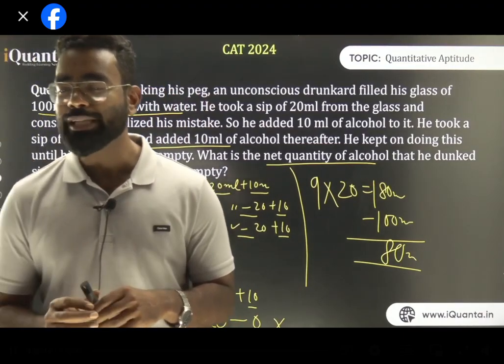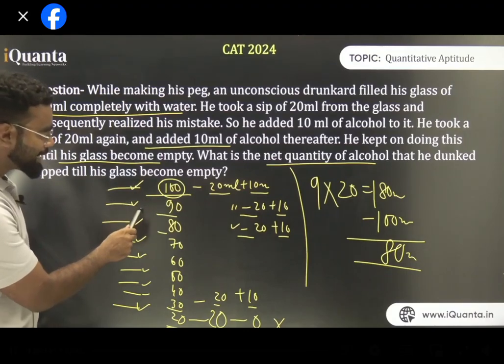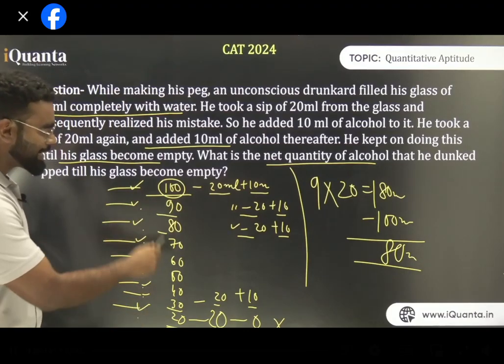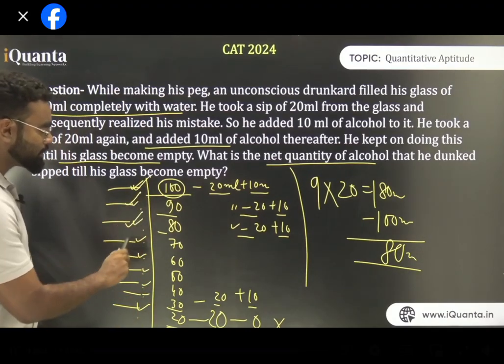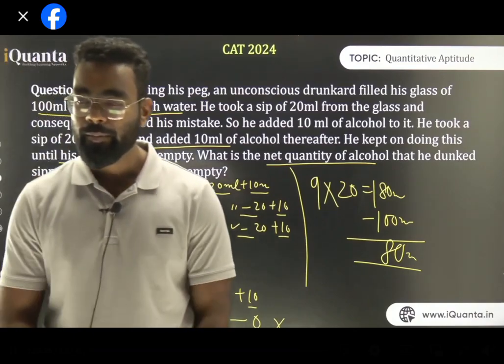Why not 8 into 20? Because it's 9 times. First time I'm drinking, second time, third, fourth, fifth, sixth, seventh, eighth, ninth. Last one is the ninth time. Just write it down: 9 times I'm drinking.